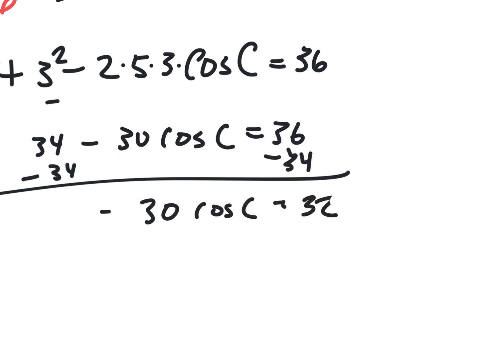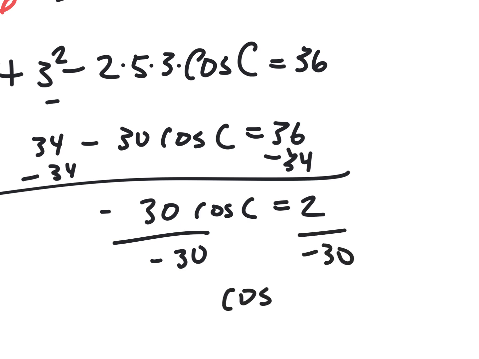No, not 32, 2. Just 2. And then I'm dividing both sides by negative 30. Cosine of big C equals, well, I can just get a decimal for that. What is 2 divided by 30? 0.066. It keeps going. And then I'm going to do inverse cosine of that.